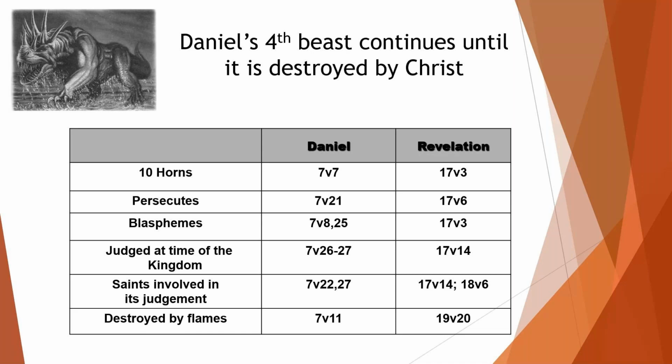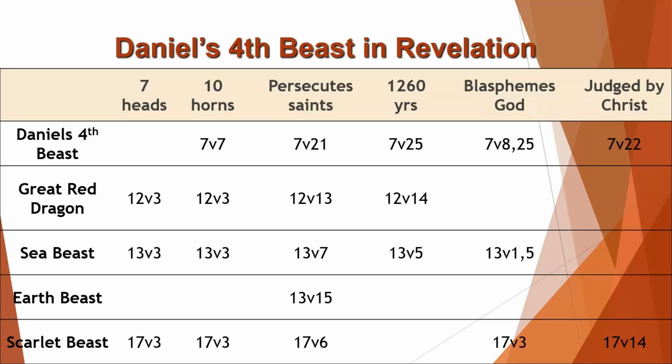And ten horns, persecutes, blasphemes, judged by the time of the kingdom. Just to see, we're using the same language, we're seeing the same imagery in chapter 17. This one's hopefully a little bit clearer, because this has got all the beasts, all the phases of the beast on it. So Daniel's fourth beast, the great red dragon, the sea beast, the earth beast, the scarlet beast. They don't all have everything, but they've all got similar themes. You can see certain themes that come through these. That there's a continuity here.